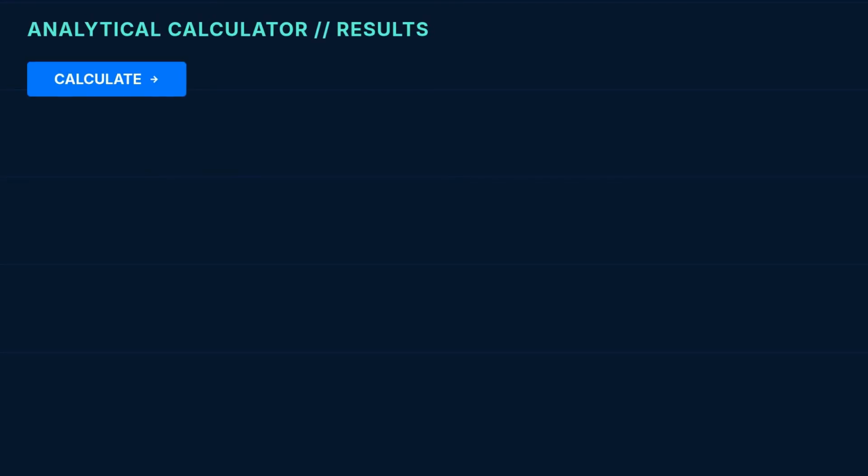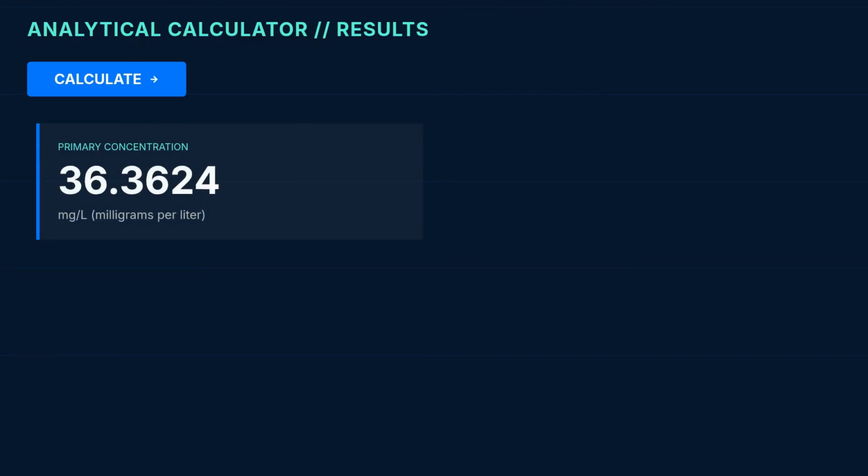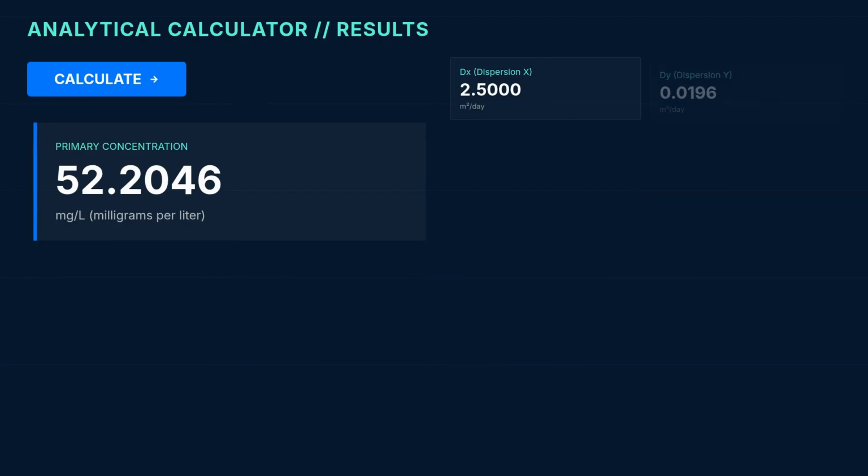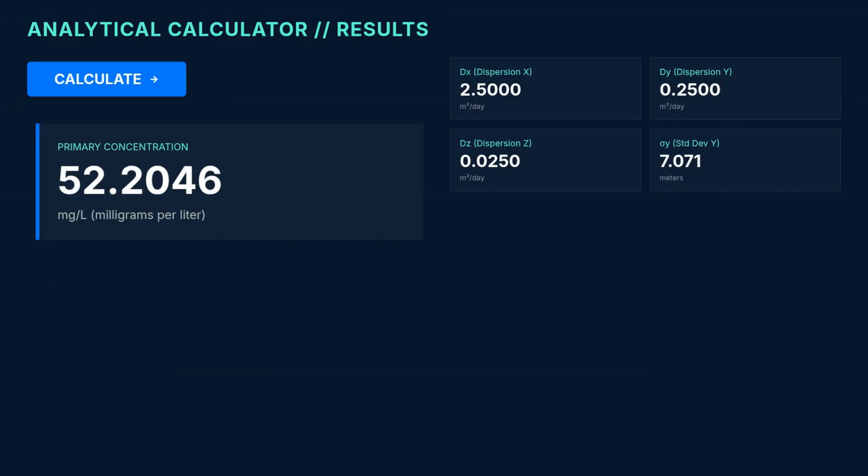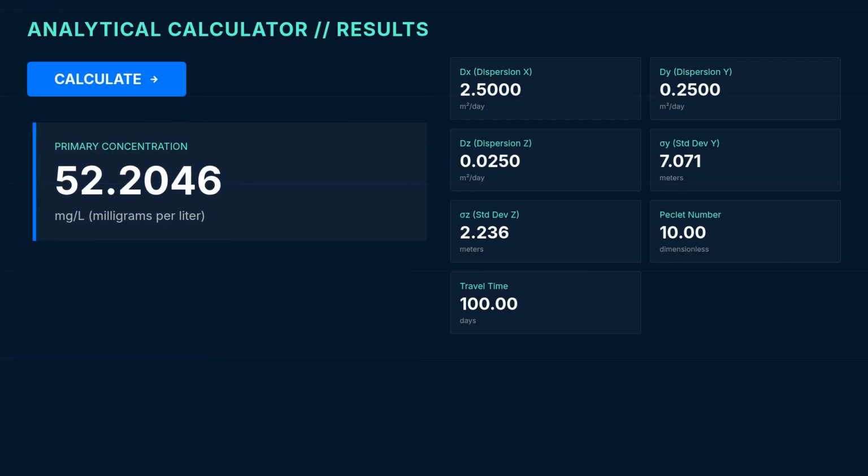Clicking Calculate gives us a primary result of 52.2046 milligrams per liter, the concentration at our specified point. The dispersion coefficients are Dx 2.5000, Dy 0.2500, and Dz 0.0250 square meters per day. Standard deviations Sy equals 7.071 meters and Sz equals 2.236 meters. The Peclet number is 10.0 and travel time is 100.0 days.